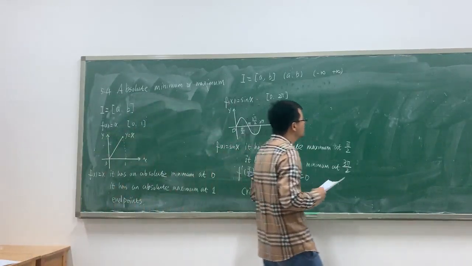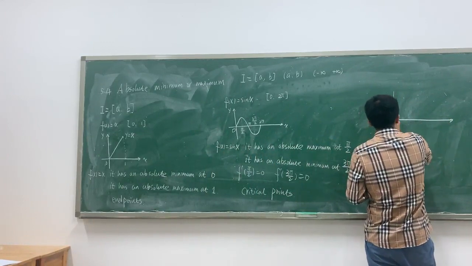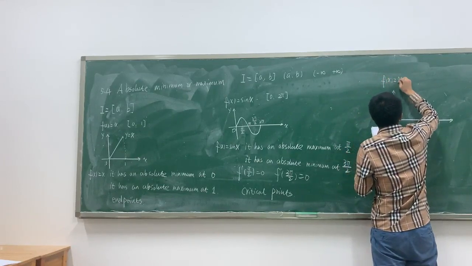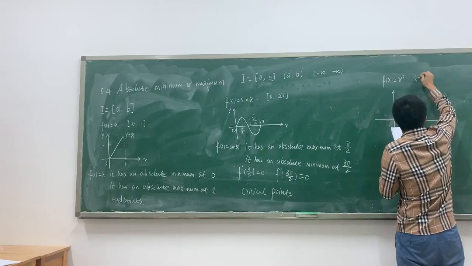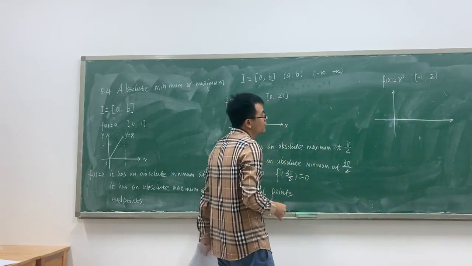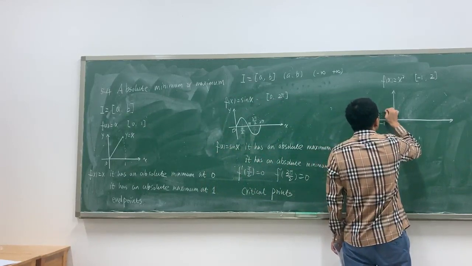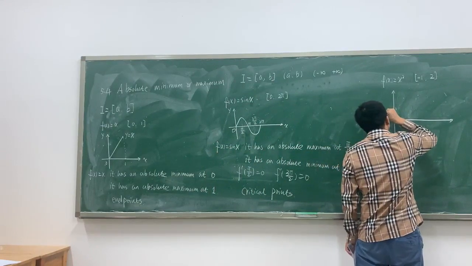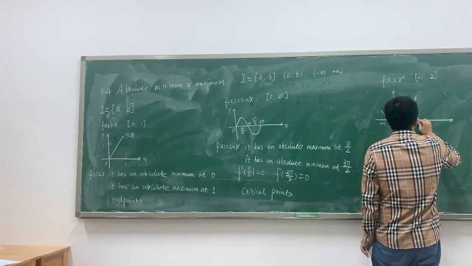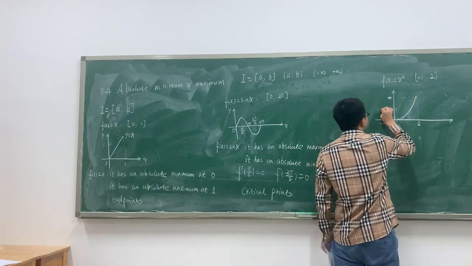Now for the third example, f(x) equal to x squared in the interval -1 to 2. It's a closed interval. So here is -1, here is 1, so the graph is like this. Here is 2, so this point is 4. This is the graph.